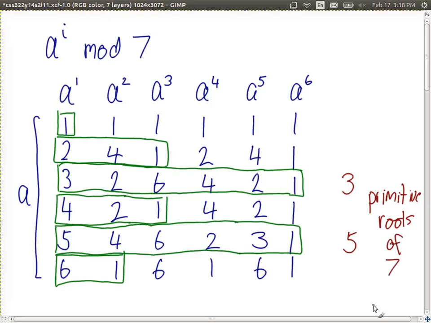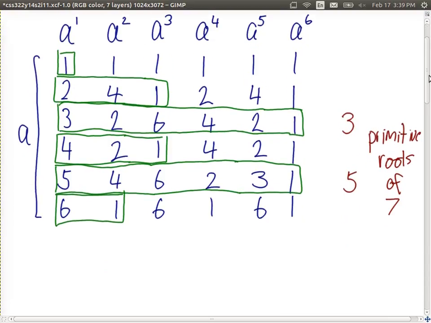Three and five are primitive roots of 7, we say. 3 to the power of anything less than 7 will give us a distinct value when we mod by 7. Similar with 5. Which means if we have a base of 3 or 5, we can find a unique discrete logarithm. You can use that table to check.